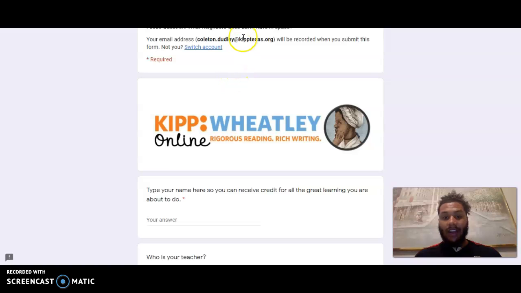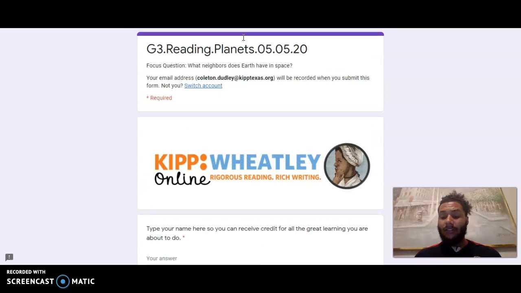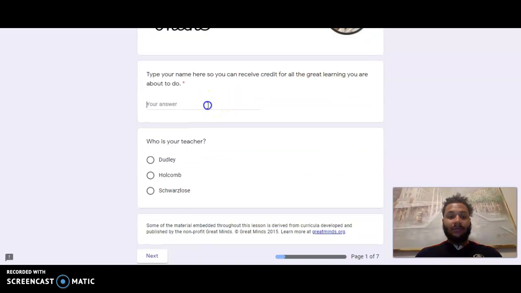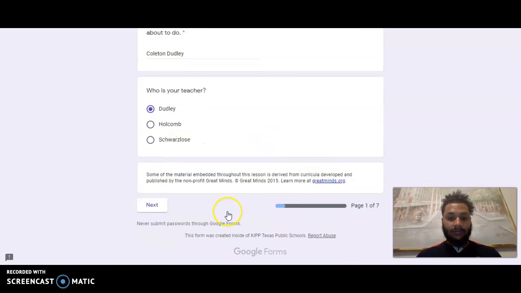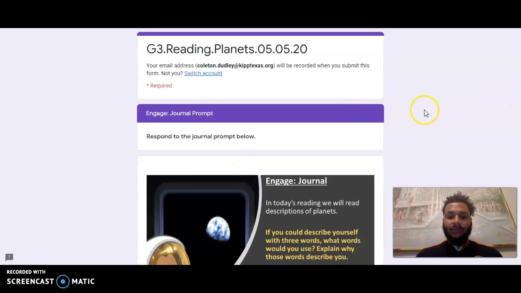So your email should be at the top. Remember, whenever you do each assignment, make sure that it's your email up here, because if not, then it will not register and you won't get an actual grade for that because it won't be connected to our grade book. So make sure that it's your email that's at the top. Make sure you type your name in. Pick your teacher, just like always.